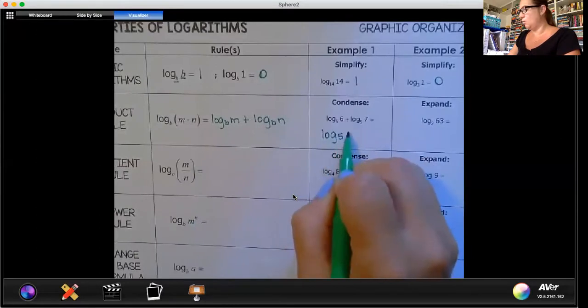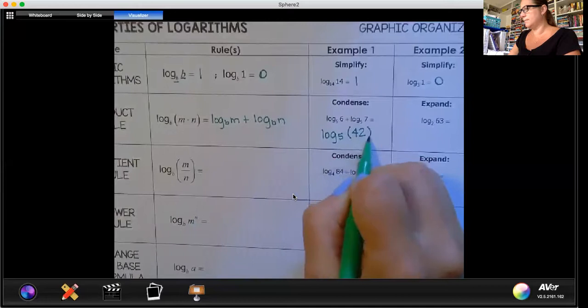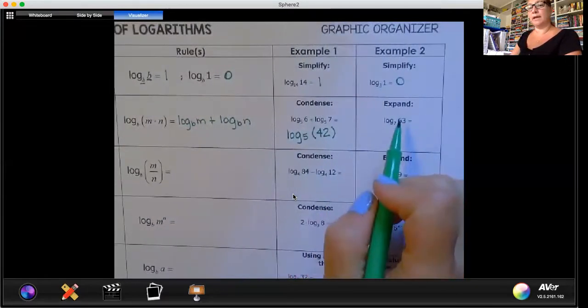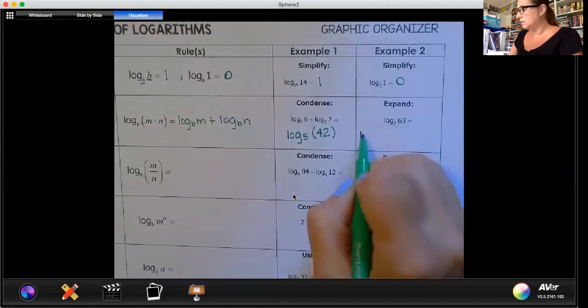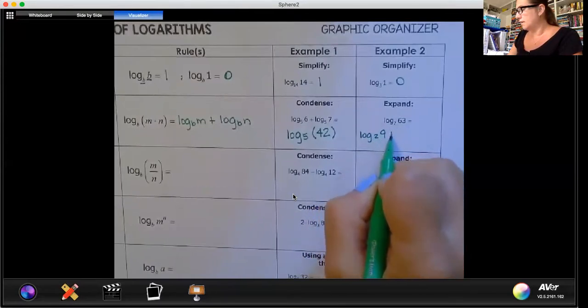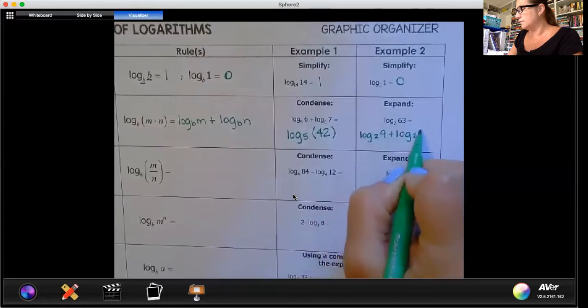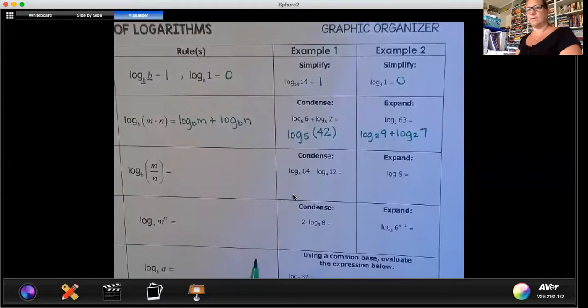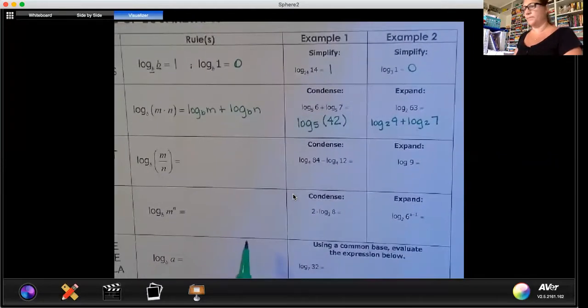Condensing means one logarithm. Expand means break it up. So break this multiplication up into addition: log base 2 of 9 plus log base 2 of 7, because 9 times 7 is 63. You're going to be doing some condensing and expanding. You need to know the difference.